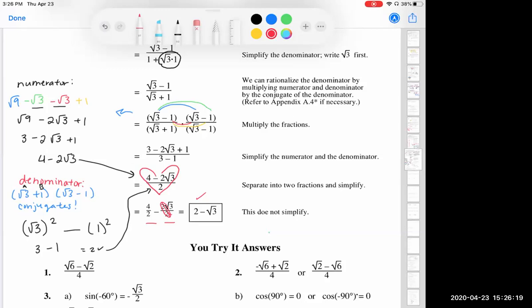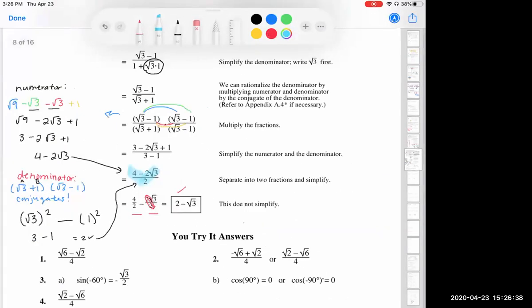I know you might think it's really silly that I'm drawing a heart every time, but it's really to show you that we need to remember that 2 divides each term in your numerator separately. All right, that's it for this section.